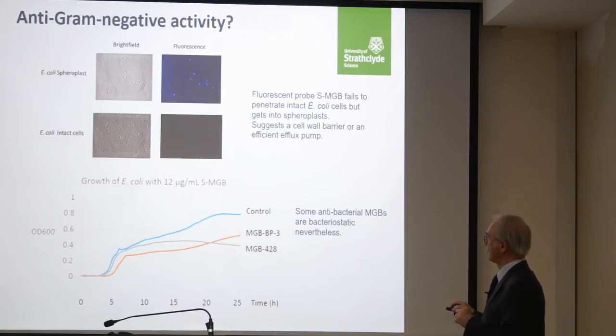However, some of our more recent compounds, such as 428, do seem to be able to penetrate sufficiently to give a bacteriostatic effect, even though they don't kill the cells within the time span. So that's encouraging that we might be able to deal with gram-negative bacteria.